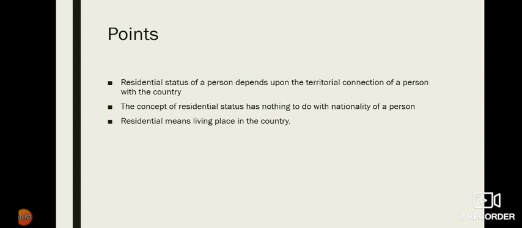As we have discussed in the previous class, suppose I am born in India. That doesn't mean I am resident of India. I will be called a resident of India only if I stay a particular number of years or days in the country in the previous or preceding previous year. Next, residential means living place in the country. So, it is all about living in the country.